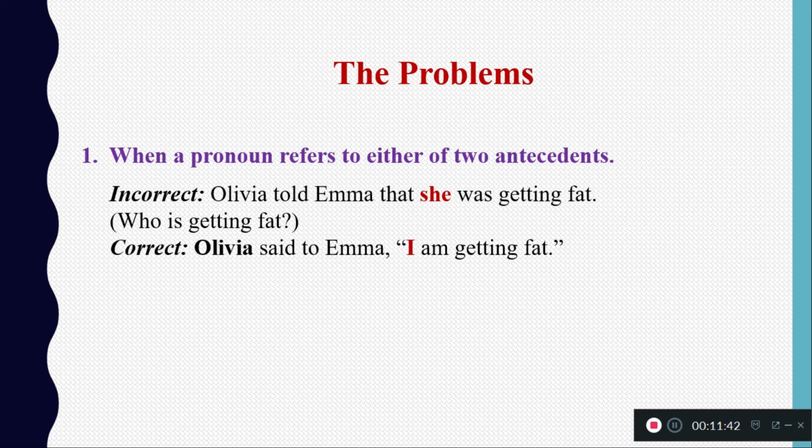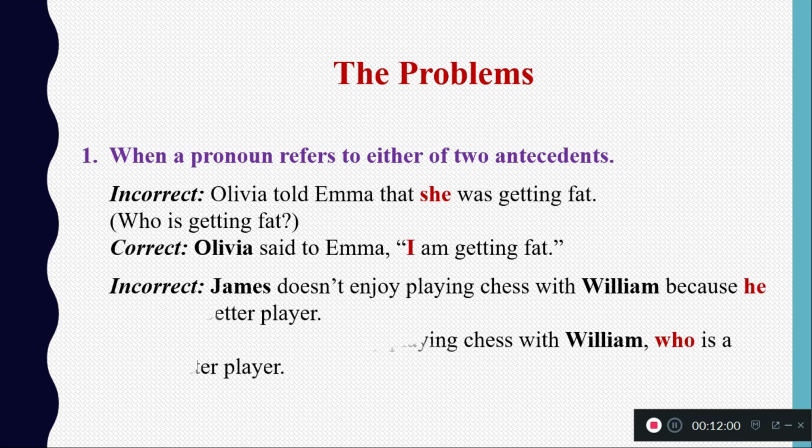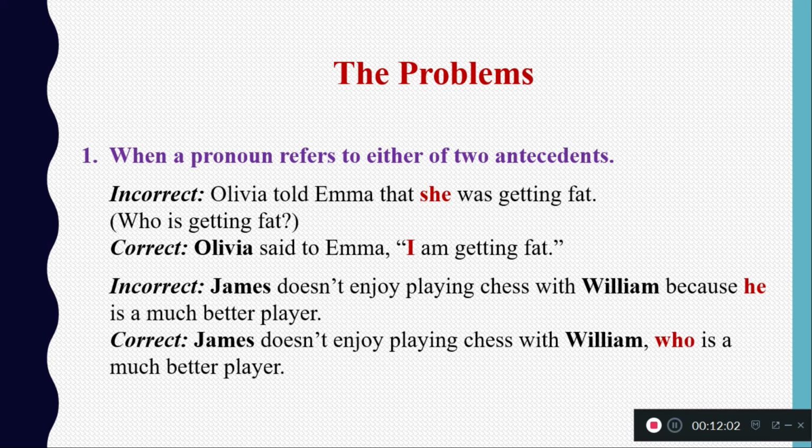But in the next sentence, which is direct speech, "Olivia said to Emma, 'I'm not getting fat.'" Here, "I" is for Olivia. As we know, in direct speech, the first person follows the subject. There is another example for you. I suggest you go through it. You'll be able to understand.